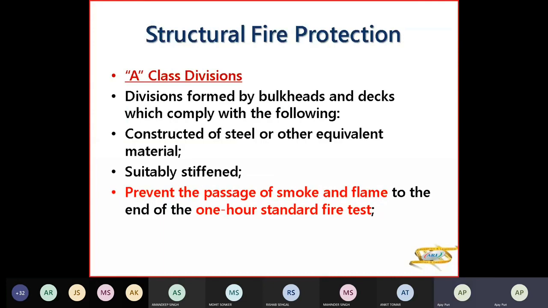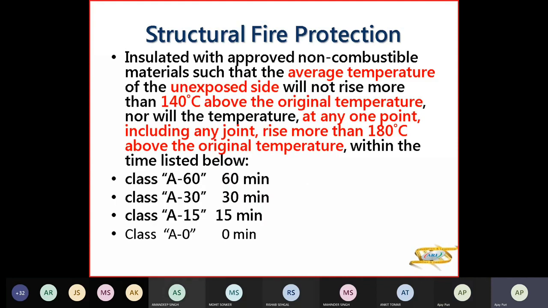The third important point is it will prevent the passage of smoke and flame to the end of 1 hour standard fire test. That means for 60 minutes, it is going to prevent the passage of smoke and flame both. So the insulation should be on this kind of bulkhead with an approved non-combustible material.